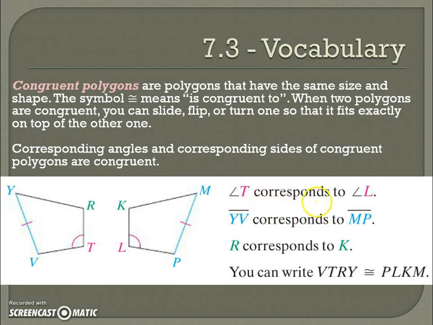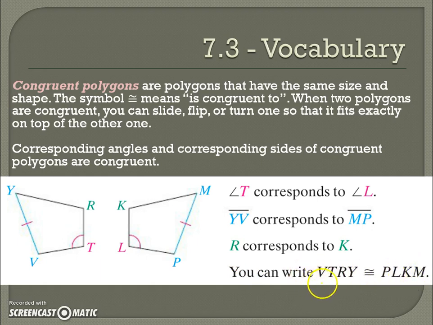Right here, angle T corresponds to angle L, YV corresponds to MP, R corresponds to K. This is called a correspondence statement, or congruent correspondence, and you would call it a congruent statement is how it's written. So you could write VTRY is congruent to PLKM.